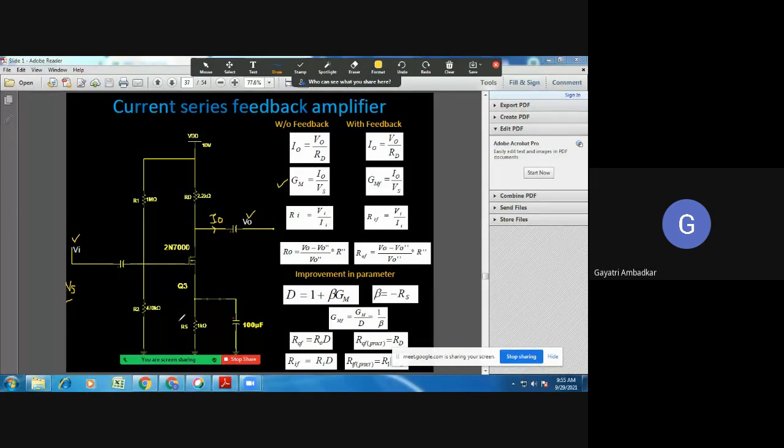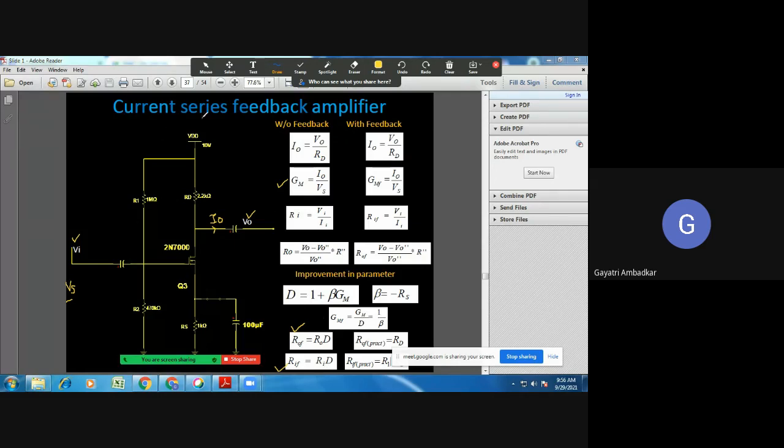I will now explain you. Similarly, if you want to find Ri, it will be input voltage upon input current, and Rif will also be input voltage upon input current. What is the difference between that? I will tell you. Now you know after applying feedback how output resistance increases and how input resistance increases, because in this topology your input and output resistance is about to increase.